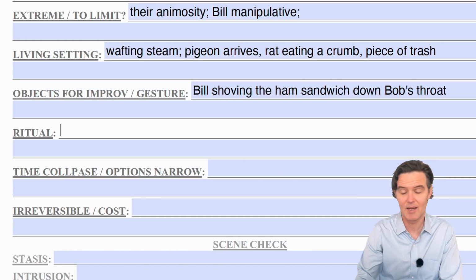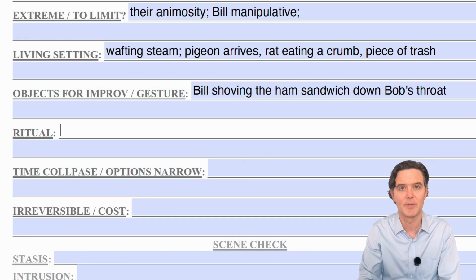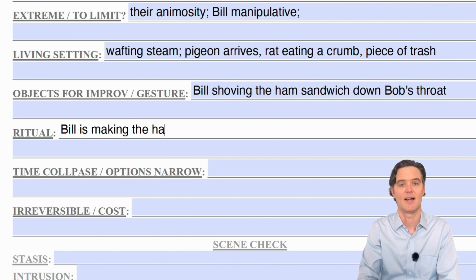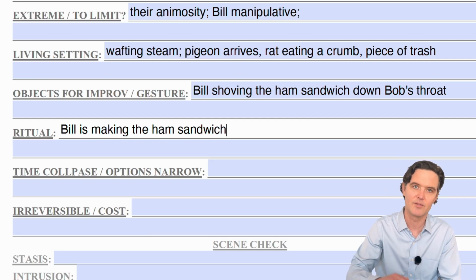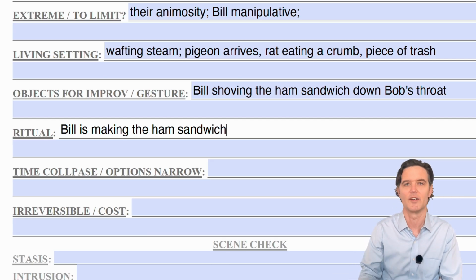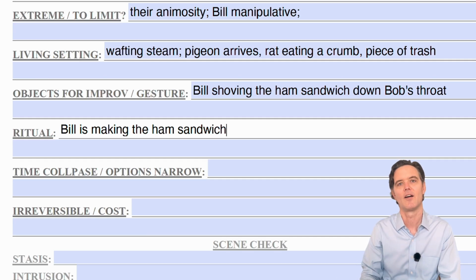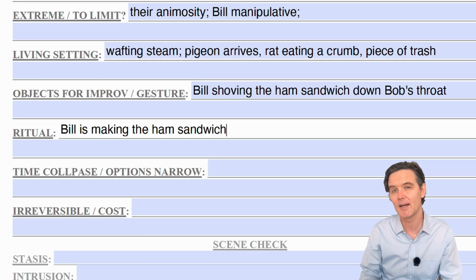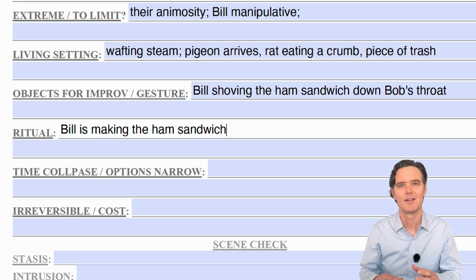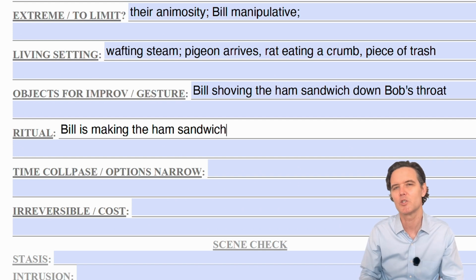So a ritual that I just came up with for this is that, in fact, at the beginning of the scene, perhaps Bill is making the ham sandwich. That also gives us some nice movement. We've all made a ham sandwich. Split the bread, you spread the mayo or the mustard, what ingredients go on there, what are piled on there. How do you put together a sandwich when you're prepared to eat? That could be the beginning of the scene, and that could be what Bob interrupts. Also, we're using our object for improvisation. A sandwich doesn't just exist, it has to be made. Maybe we see that sandwich being made.